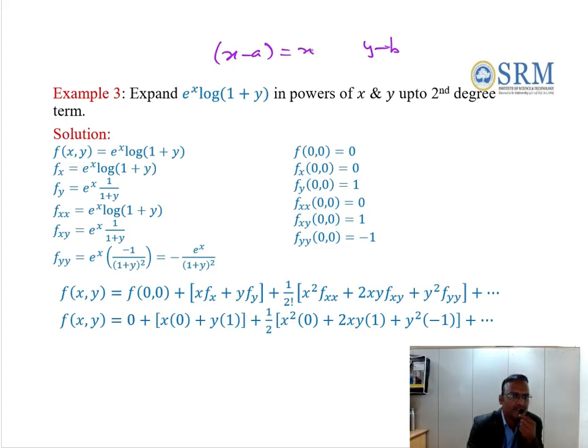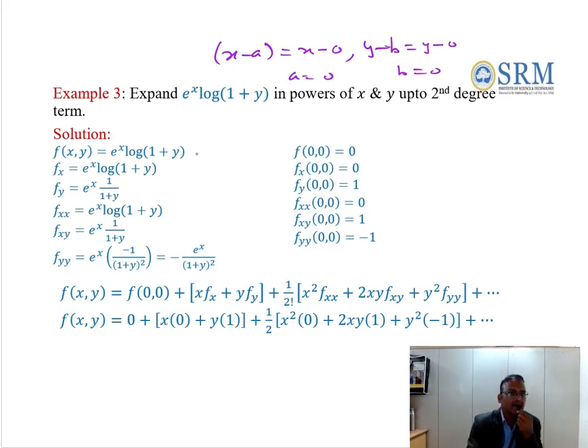Okay, x minus a, which is equal to x. See, therefore, what is the value of a? A is 0. Similarly, y minus b, which is equal to y. See, therefore, y minus 0. See, therefore, the value of b is 0 and a is 0. That means we are going to express the function as a Taylor series about the point 0, 0. That means in particular, the series is nothing but the Maclaurin series. We are going to express a given function as a Maclaurin series.